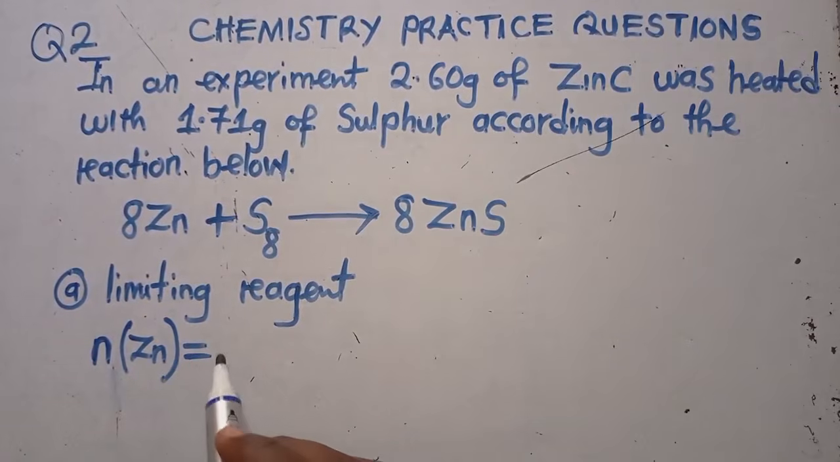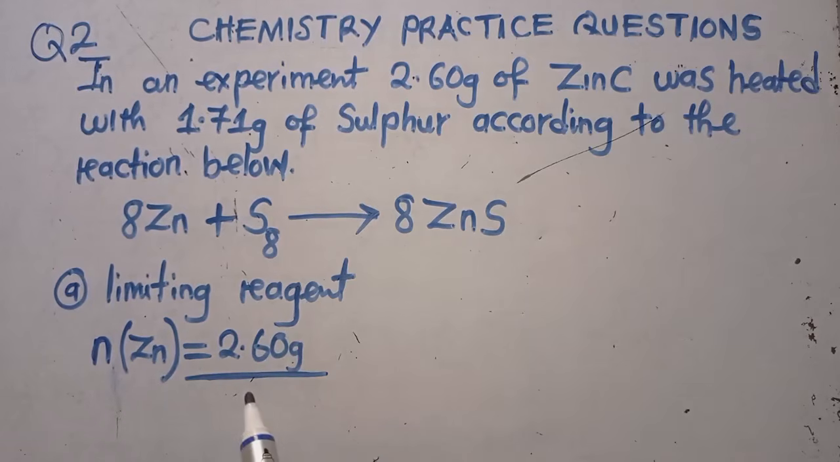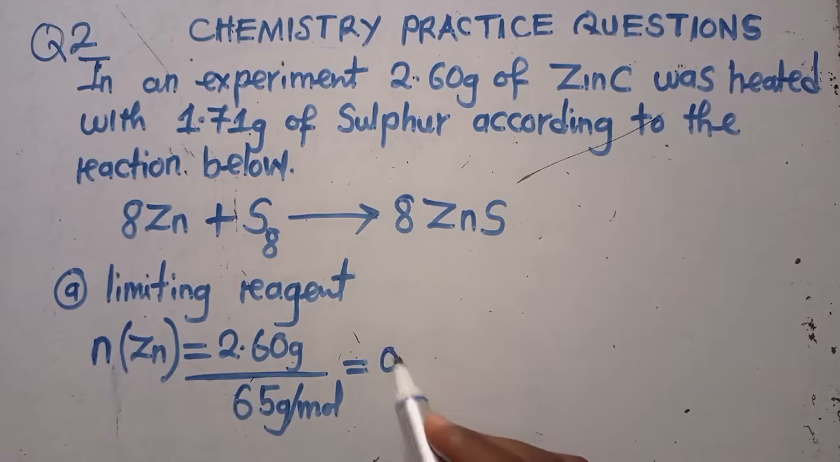What is the mass of zinc? 2.60. The reason I'm writing like this is that we already have the formulas in our book: mass over molar mass. What is the molar mass for zinc? 65 grams per mole. So 2.60 divided by 65. What is the answer? The answer is 0.04 moles.